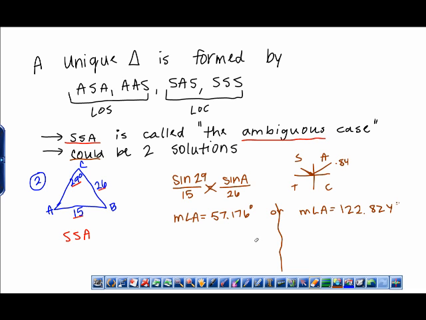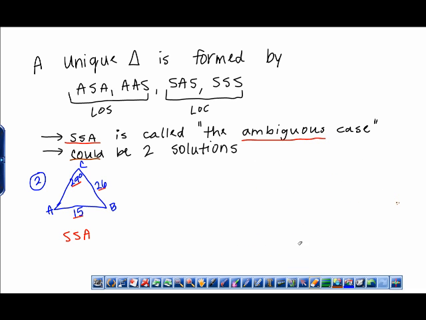Okay, so I'm going to actually erase all this. If you want to go back and listen, you're more than welcome to pause or rewind the video. All right, so for problems like this, we're actually going to use law of cosines. Let me show you what happens when we use law of cosines.